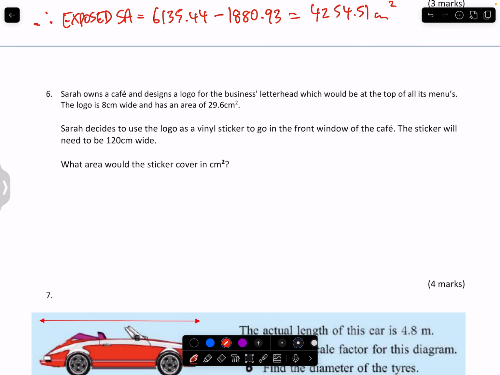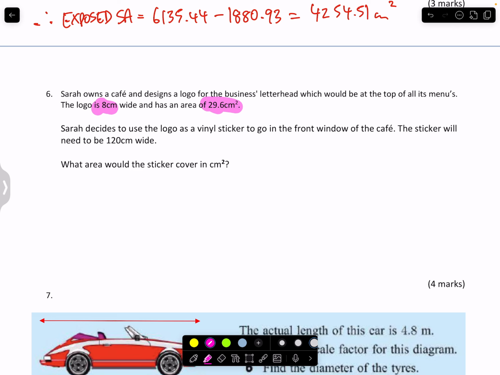Sarah owns a cafe and designs a logo for the business, letterhead, which would be at the top of all its menus. So all of that is useless information because there's no numbers there. What we care about is the logo is 8 centimeters wide, has an area of 29.6 square centimeters.